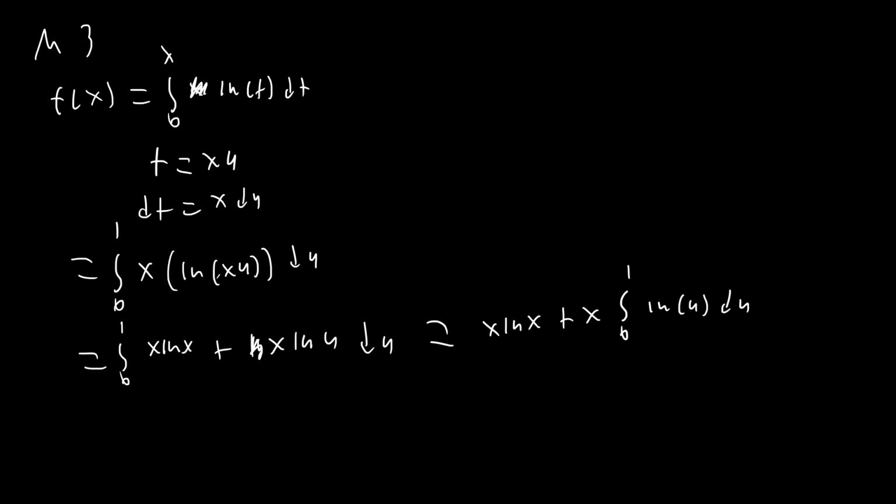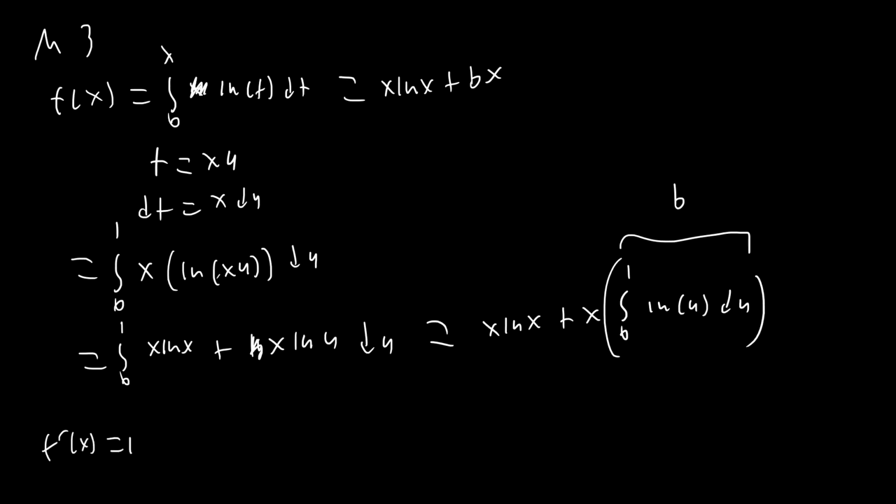And I'm just going to go ahead and take this ln u du, and I'm going to let this equal some arbitrary constant b. So we know that the integral from 0 to x of ln t dt is x ln x plus bx. However, also, if we differentiate f of x, we get that f prime of x equals ln x. So this has to remain true on the other side. So let's go ahead and differentiate, and we can pretty easily just solve for b.